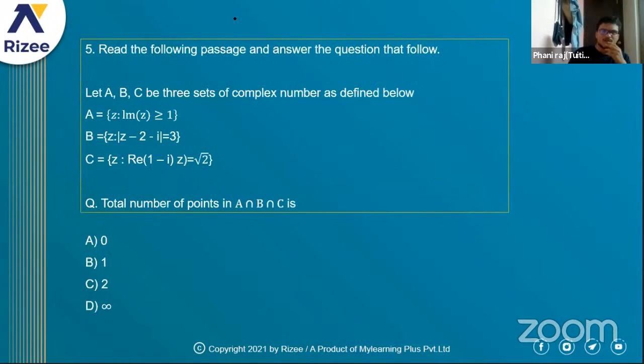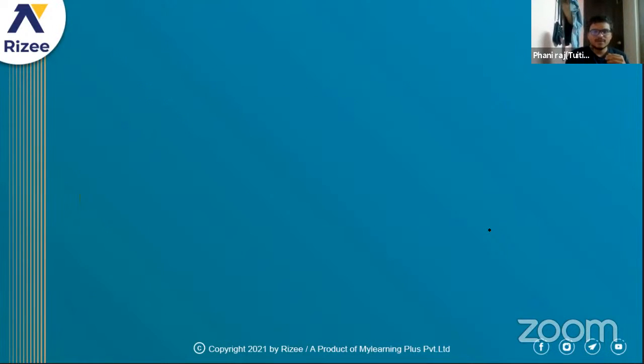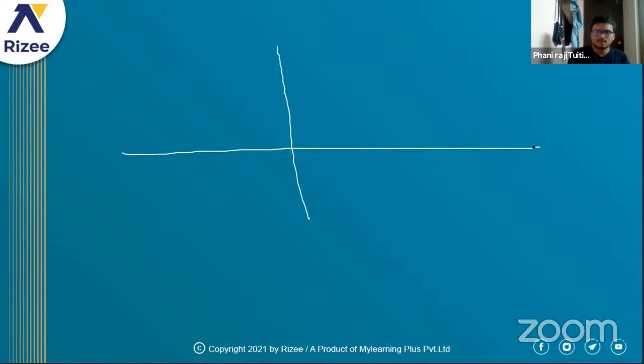Okay. Now let's come to the fifth question. Read the following passage and answer the questions that follow. Let A, B, C be three sets of complex numbers as defined below. A equal to, okay, fine. Do we have a duplicate set? Okay. Let's first draw this.